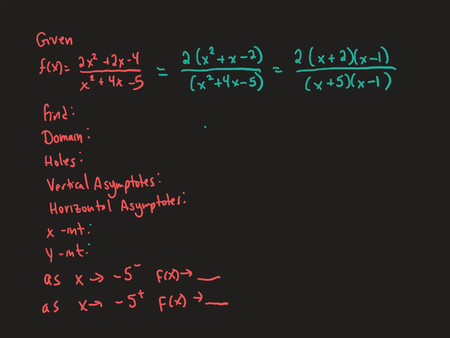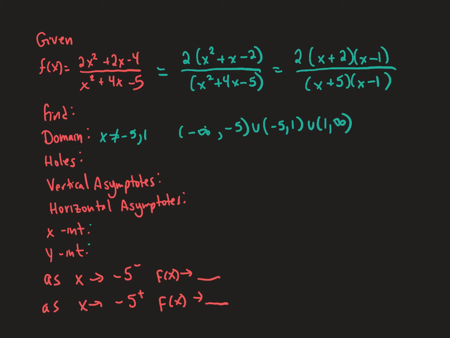So we want to make sure that we do the domain before we cancel out, because the domain is going to be all reals except for what makes the bottom 0. So it can't be negative 5 and it can't be 1. Even though that x minus 1 cancels, that is still a domain restriction. So in interval notation, we're going negative infinity to negative 5, union negative 5 to 1, union 1 to infinity.